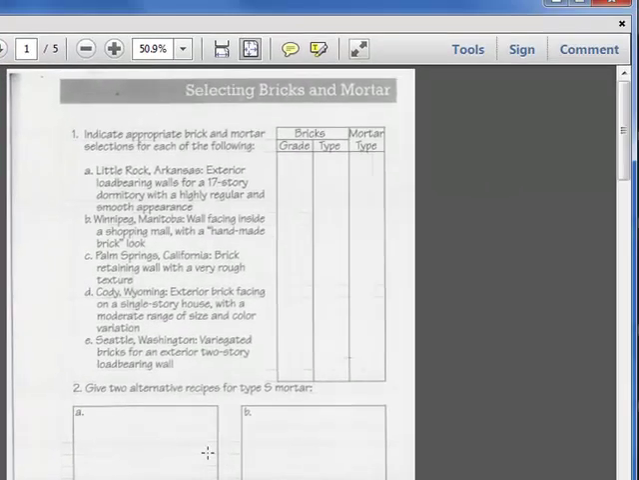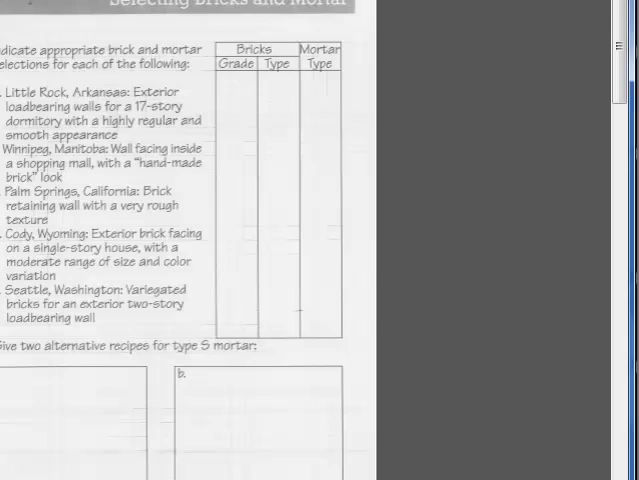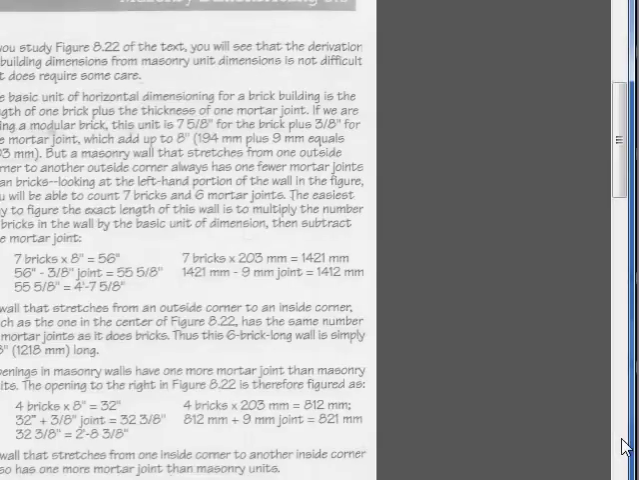Let's see. We'll come back to this number 2. I don't know if I want to do that one. So on the next page, of course y'all can read that, but it talks about the brick dimensions.